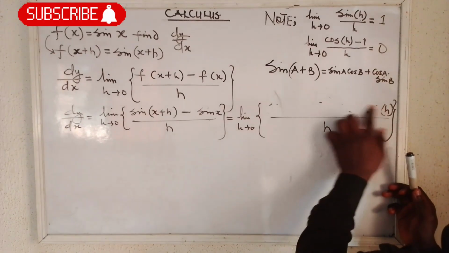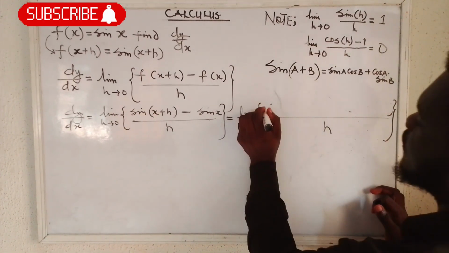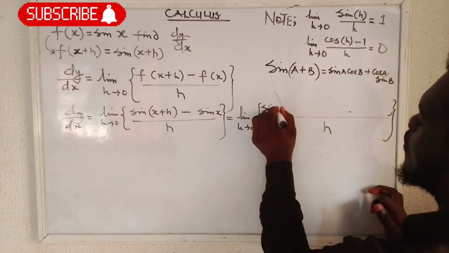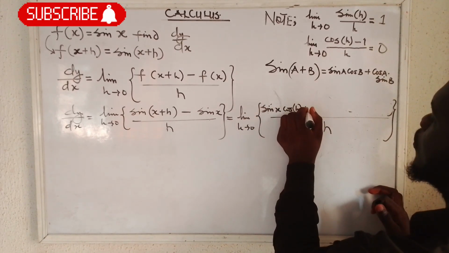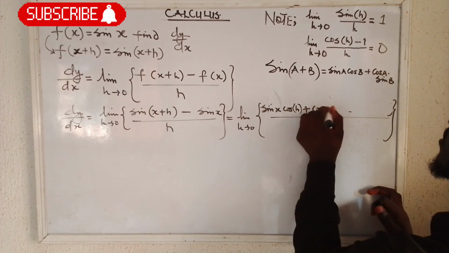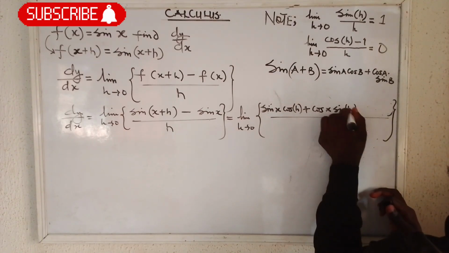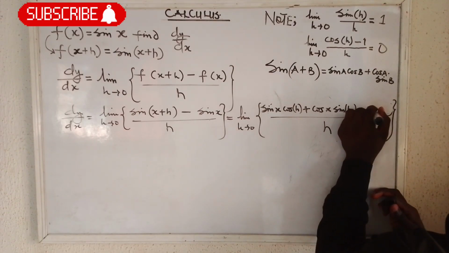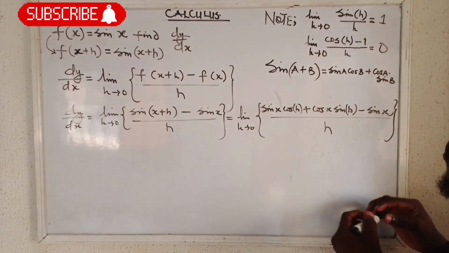So let's see how we can minimize space to write that. So we have the sine of x, the cosine of h, plus the cosine of x, the sine of h, minus the sine of what? Of x, which is that. Yes, so it's okay now.